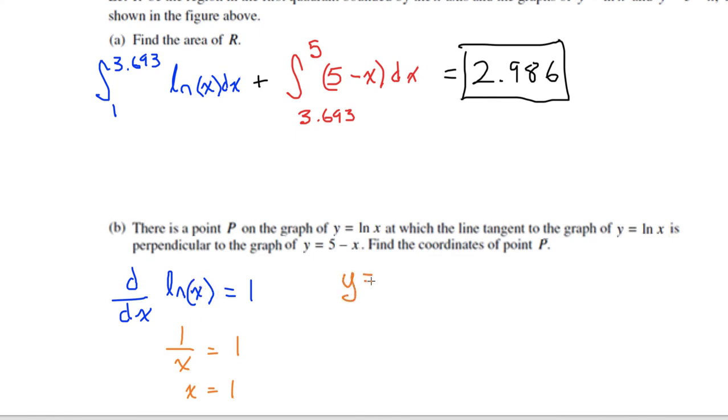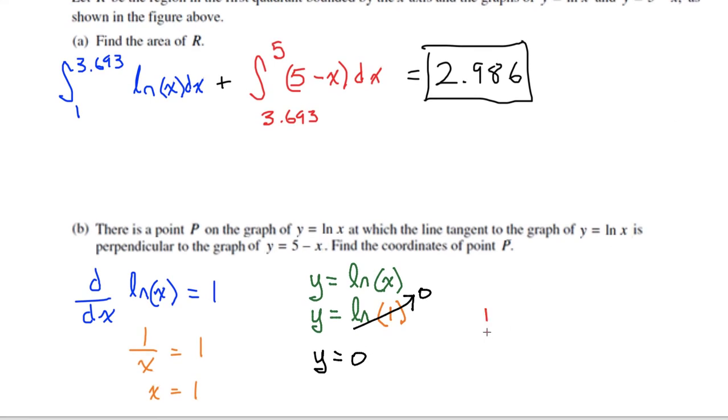Because y is equal to, let me change the color here. Y is equal to natural log of x, so therefore y is equal to natural log of, and I'm plugging in our 1 right here. And what is natural log of 1? Everyone should remember. Natural log of 1 is 0. It's just kind of a definition that you should know. So y is equal to 0, and we have our x and y coordinate. Let's write it in red. Our x coordinate is 1, y coordinate is 0. 1 comma 0 is our final answer. And that concludes worksheet 11-1.